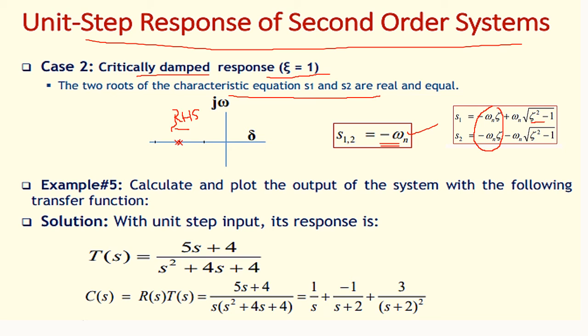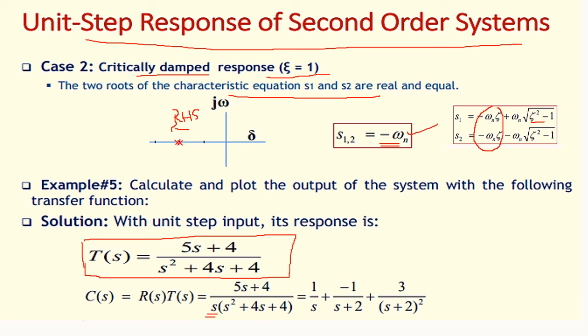Now let us take an example. There is a problem on transfer function given, that is (5s + 4) divided by (s² + 4s + 4). The output is nothing but, I just need to rearrange this equation in terms of output. So I get (5s + 4) divided by, since it is a unit step, I am dividing it by 1/s, multiplied by (s² + 4s + 4).